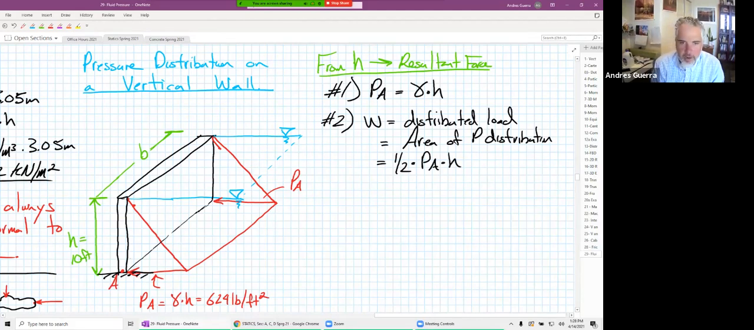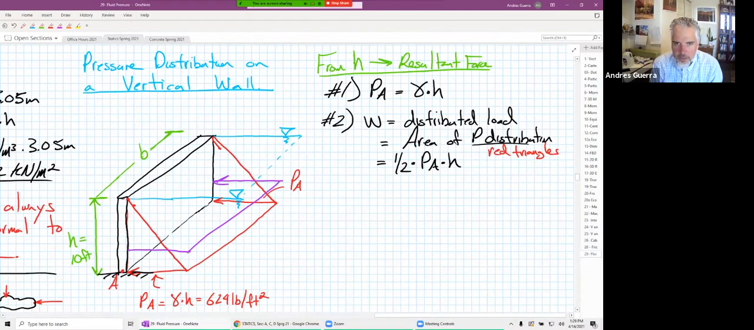So we're finding the area of our red triangles. The P distribution, those are the red triangles. So we basically found this area right here. That W that it's going to give us is going to act at the centroid of our P distribution, and it's going to go back into the page like that.